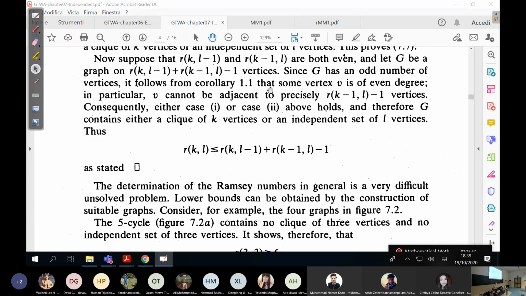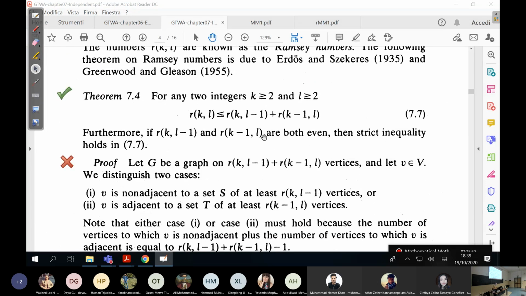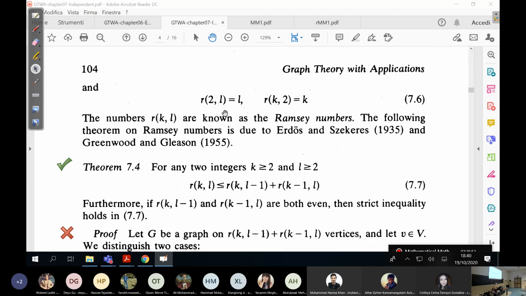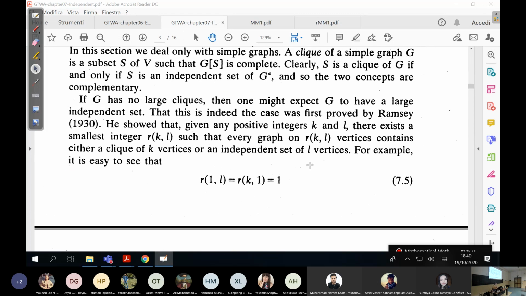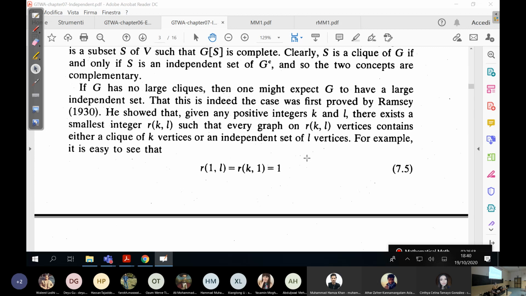It all comes from this particular theorem, and from the start, this is a recursive theorem. But let's reason on the small numbers. They say that R(1,l) equals R(k,1) and it's equal to 1. Meaning that whenever you have one vertex, either you have a clique of 1 or an independent set of 1. Necessarily, because what? A clique of 1, of l, sorry.